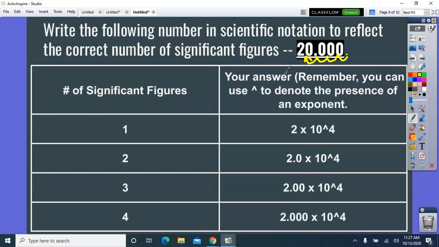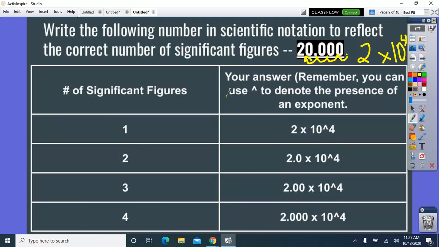All right, so it would be 2 times 10, and then there's an exponent. The way that I know that exponent is I say, okay, how many times did I have to move my decimal to get it behind this number? So, okay, 1, 2, 3, 4 times. So it would be times 10 to the 4.